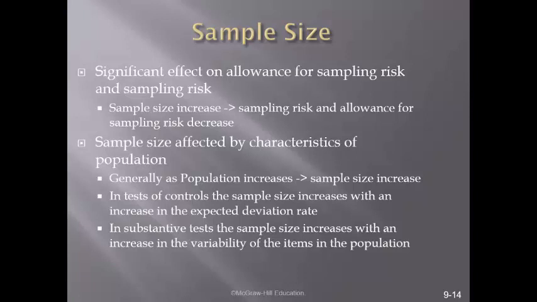Sample size is also affected by certain characteristics of the population being tested. As the population increases in size, the sample size necessary to estimate the populations with specified sampling risk and allowance for sampling risk will increase. However, if the population size is above approximately 500, an increase in its size has only a very small effect on the required sample size.